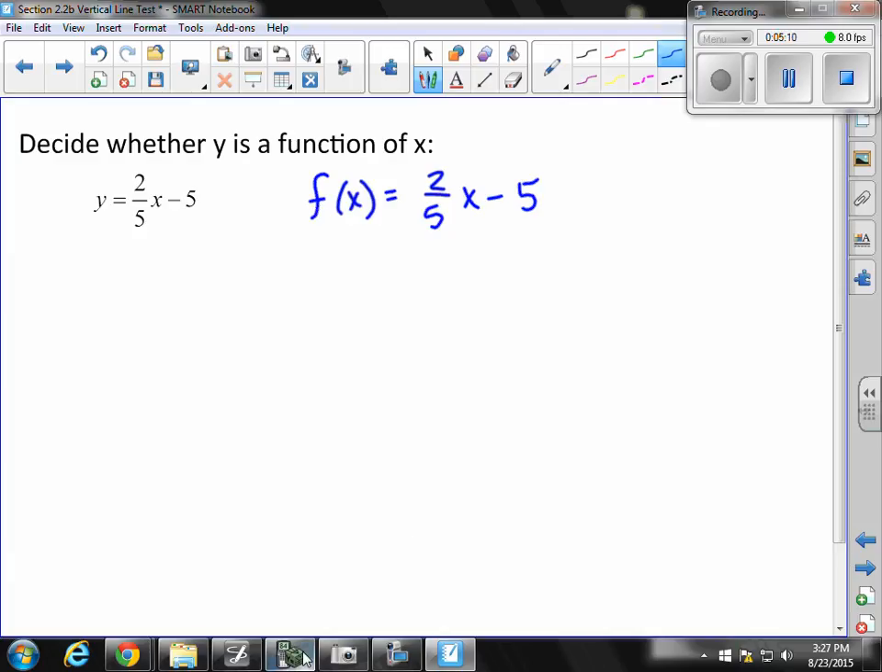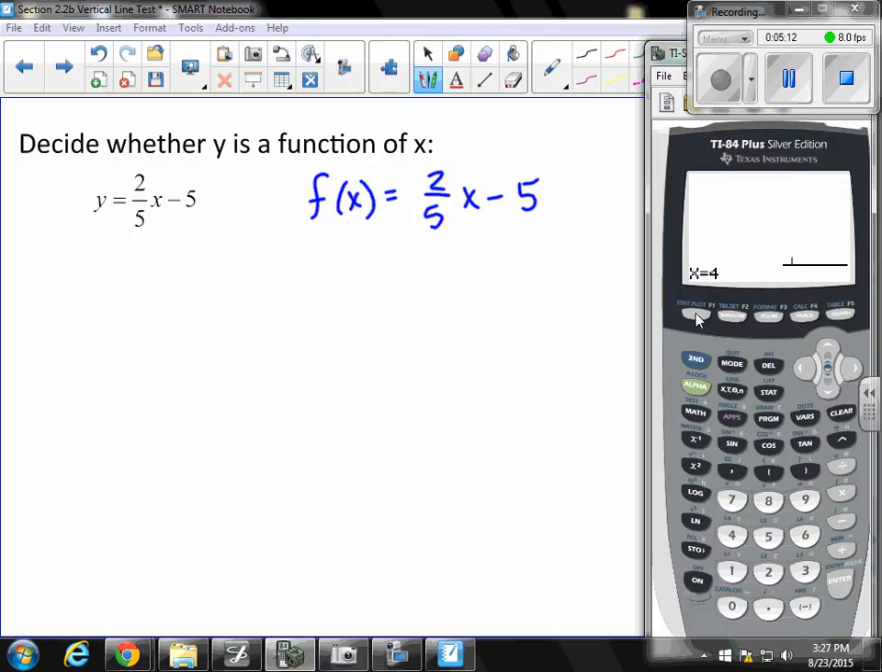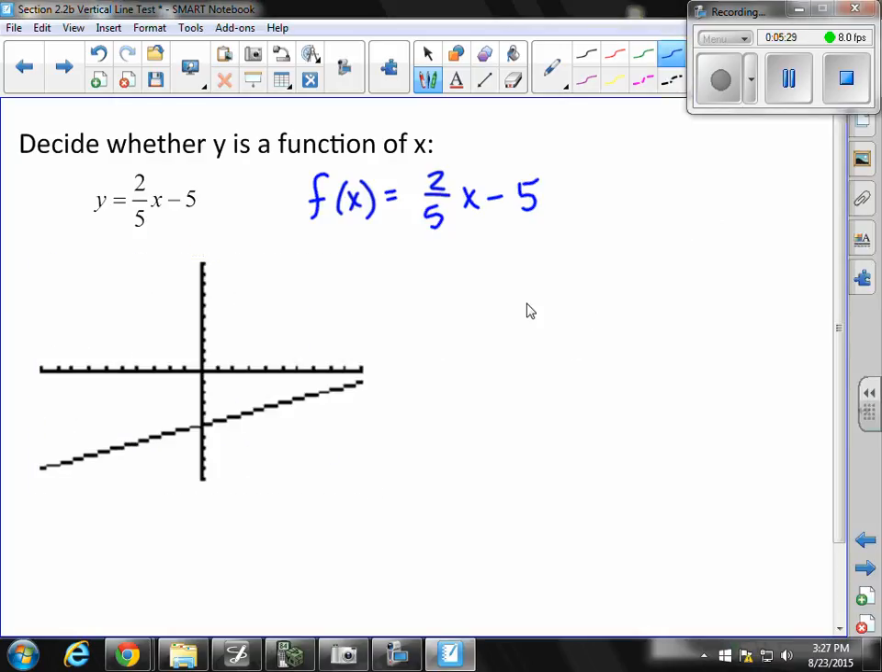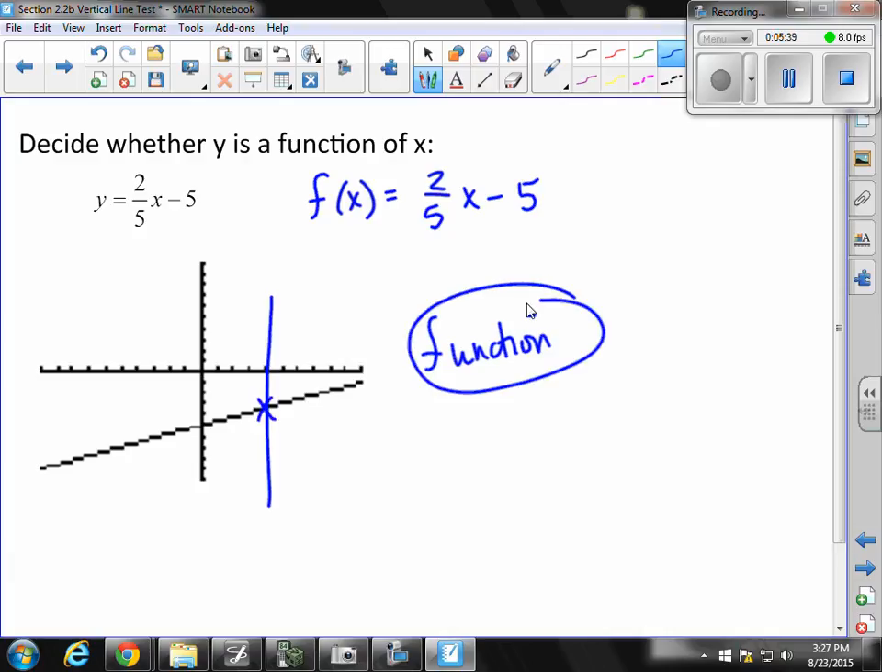If you need to, though, you can pull out your calculator, go to y equals screen, and graph the function. 2 divided by 5x minus 5. And if I graph it, there's my straight line. Okay, so is this a function? Yes, it is a function. It passes the vertical line test. If I look at the graph, any vertical line I draw will only cross the function once. And that concludes this video.